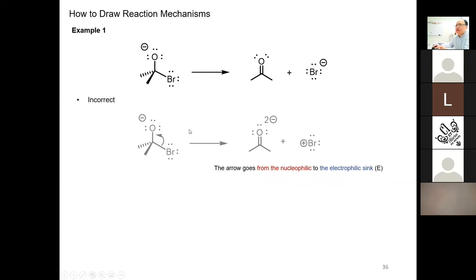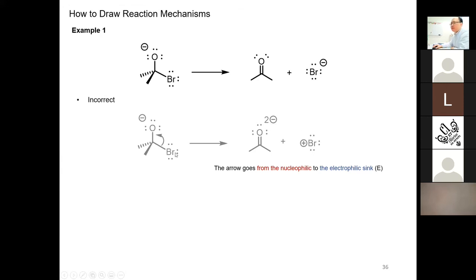First, the oxygen is electron rich. It has a negative charge. The arrow usually starts from something electron rich to something electron poor. So it should be the oxygen that starts the arrow, not accepts the arrow. The second reason it's wrong is that if you draw it this way, the ketone actually becomes 2 minus, because it accepts another pair of electrons. This is totally wrong because this is a neutral molecule. It shouldn't be 2 minus.